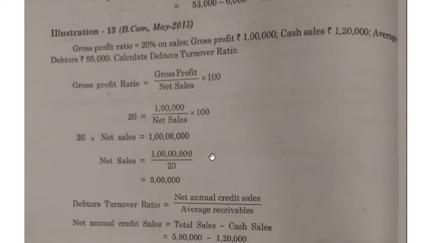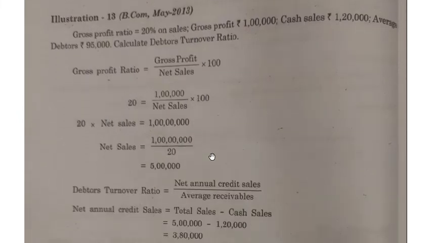Moving on to our next question: gross profit ratio is equal to 20% on sales. Gross profit is 1 lakh. Cash sales is 1 lakh 20,000. Average debtors is 95,000. They have told us to calculate the debtors turnover ratio.